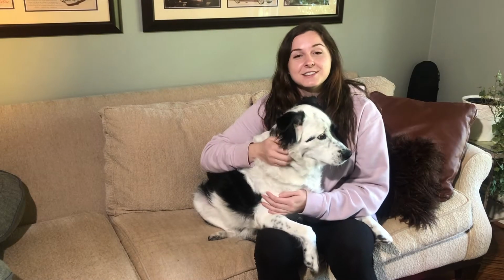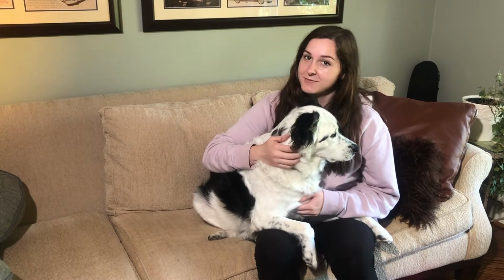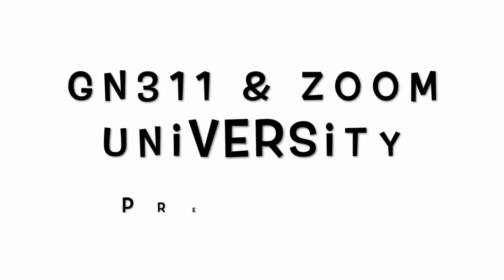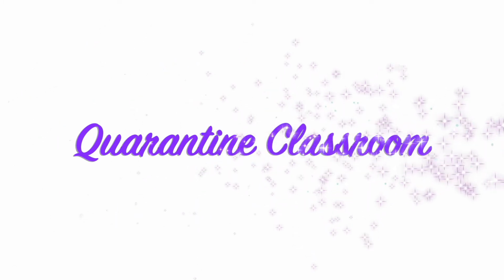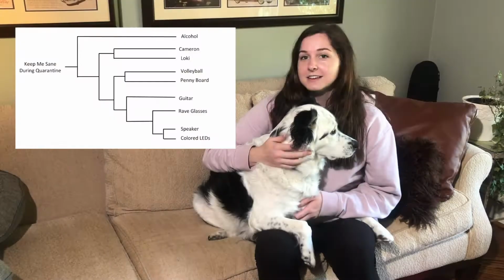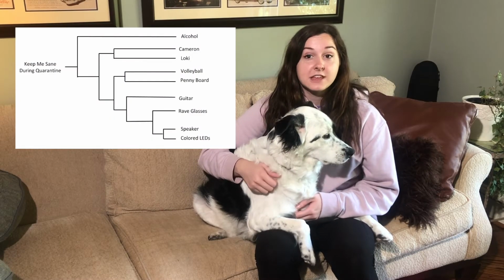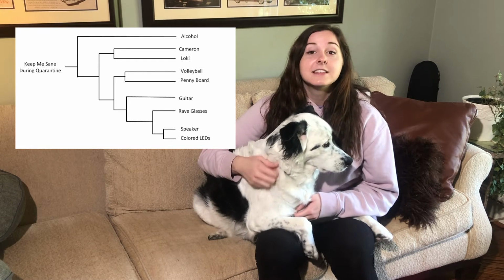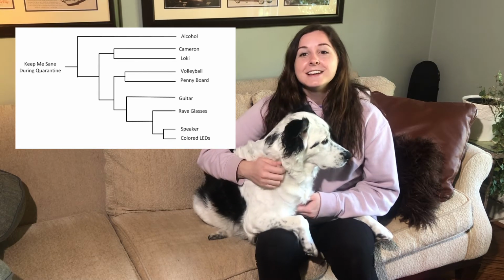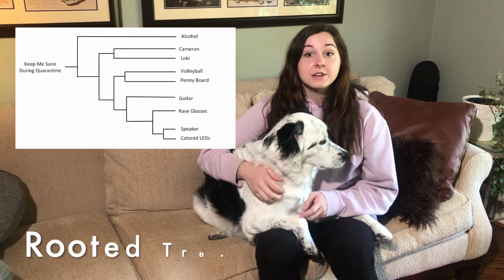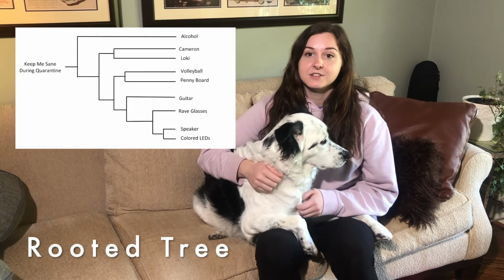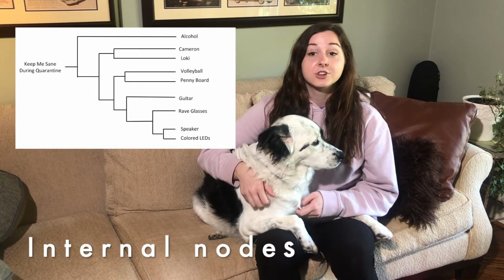Everyone, my name is Sydney Sozio, and today we're going to be talking about phylogenetic trees. Today's tree we're looking at has 9 different things, or species in this case, that keep me sane during this quarantine. The first thing I want to point out is that this tree is rooted, so it has one common ancestor that then branches out to form different internal nodes.